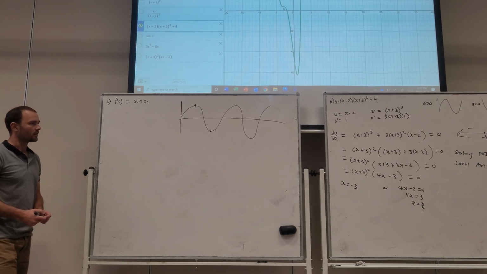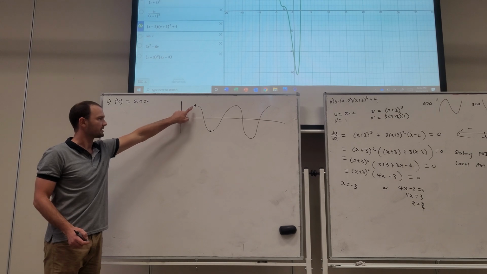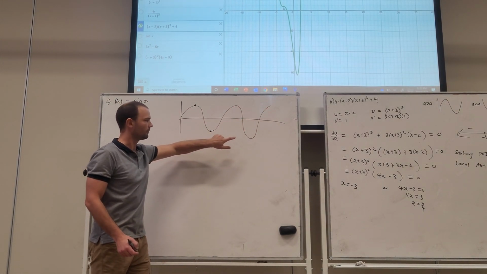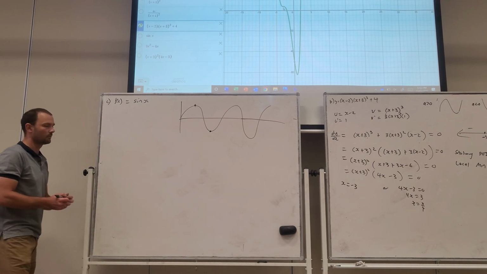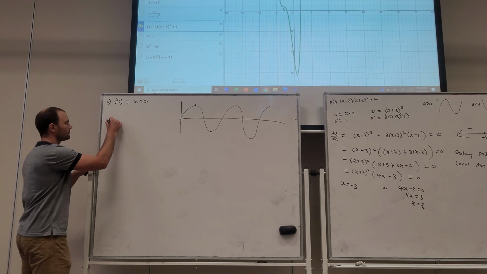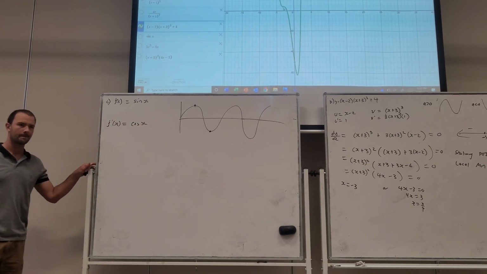So that's the graph of sine x. That's the graph of the original function. We can see local max, local max, local max. We keep repeating, so local min, local min. Calculus techniques. What do we have to do? Step 1, find the first derivative. So, derivative of sine x is cos x.